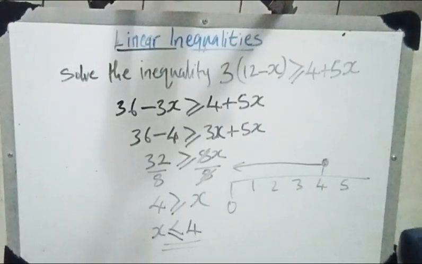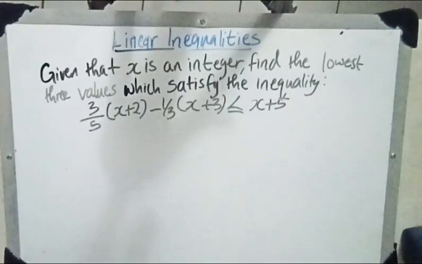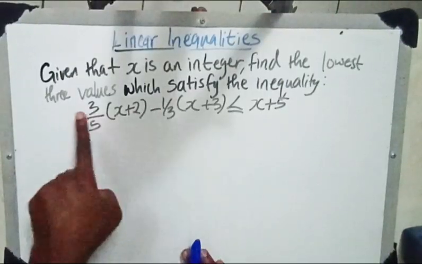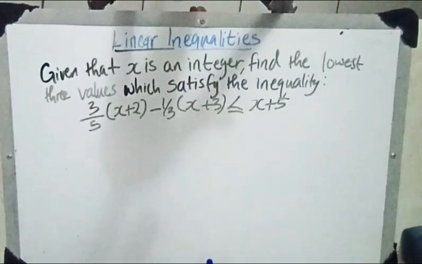So let's take a more interesting example. This third example says, given that x is an integer, find the lowest 3 values which satisfy the inequality 3 over 5 into x plus 2 minus 1 over 3 into x plus 3 less than or equal to x plus 5. So we are going to simplify this and find the values of x. But take note, we're going to find the 3 values which satisfy this inequality. Well, we're going to find out about that when we get our answer.